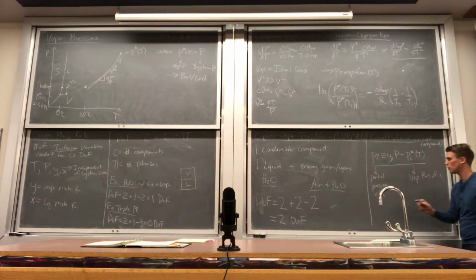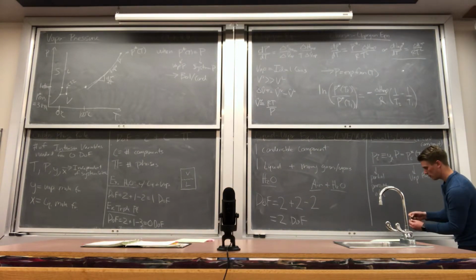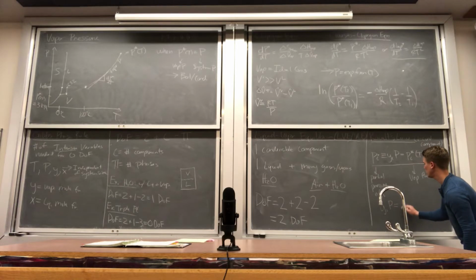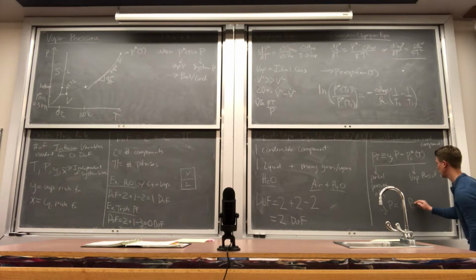Now the full version of Raoult's law will be y_i P is equal to x_i P_i star(T).